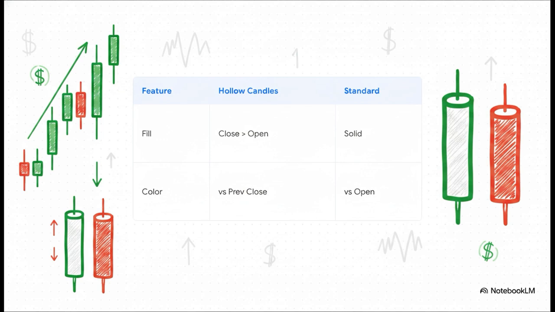The fill, whether it's hollow or solid, tells you what happened purely within that specific session. A hollow body means the close was higher than the open. But, and here's the kicker, the color of the outline compares the current close to the previous candle's close. So if you see a green, hollow candle, that is incredibly bullish. The price went up during the session, and it closed higher than the previous session.